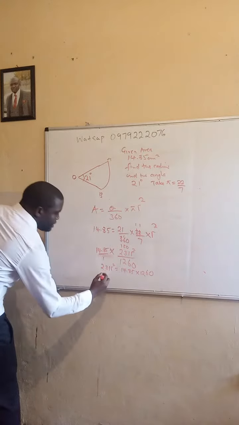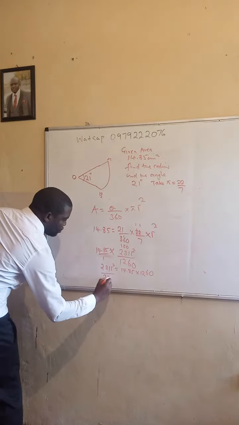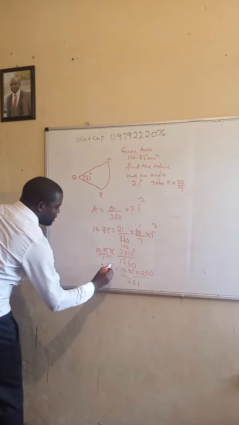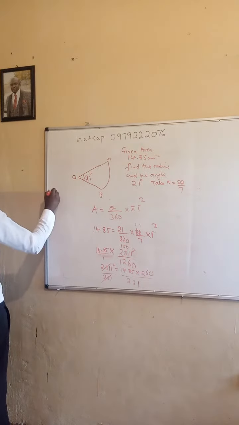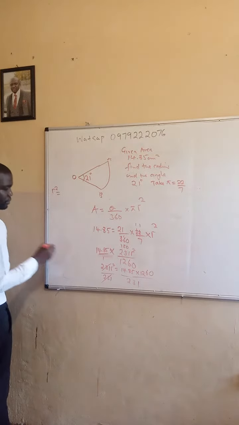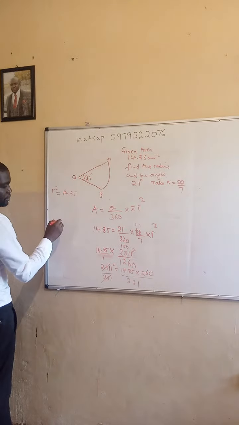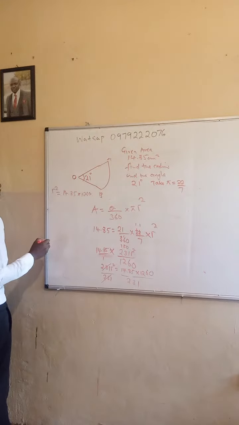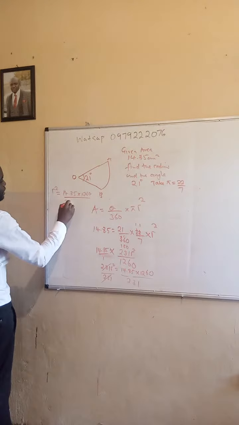This is as good as I divide this side by 231, even this side by 231. So the 231 comes out. What remains there is r squared is equal to 14.85 times 1260, divided by 231.